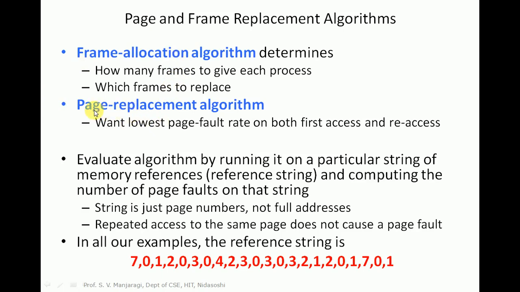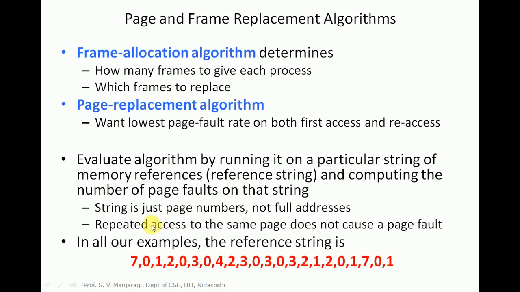The next one, page replacement algorithm. This algorithm basically wants the lowest page fault rate on both first access and re-access. So a page replacement algorithm should always generate the lowest number of page faults. Then only will execution speed and throughput of the system increase. To evaluate a page replacement algorithm, we run it on a particular string of memory references, called a reference string, and we compute the number of page faults on that reference string.